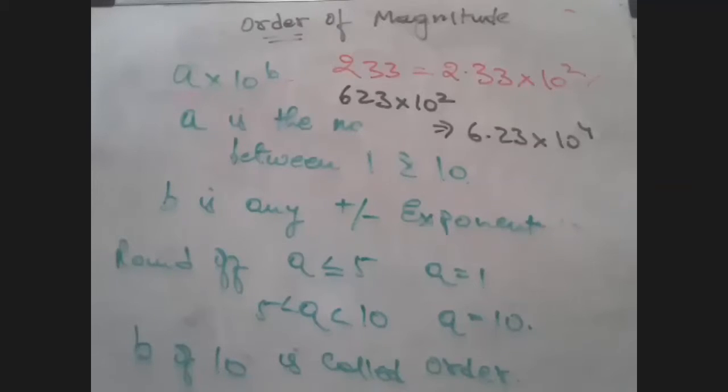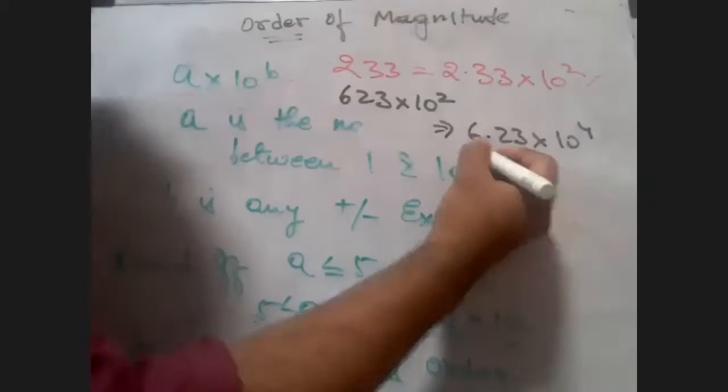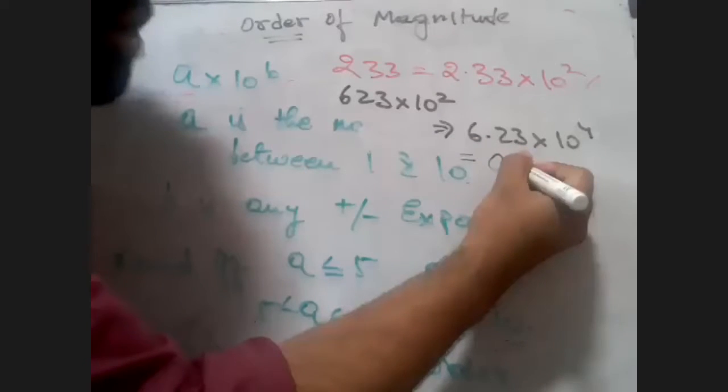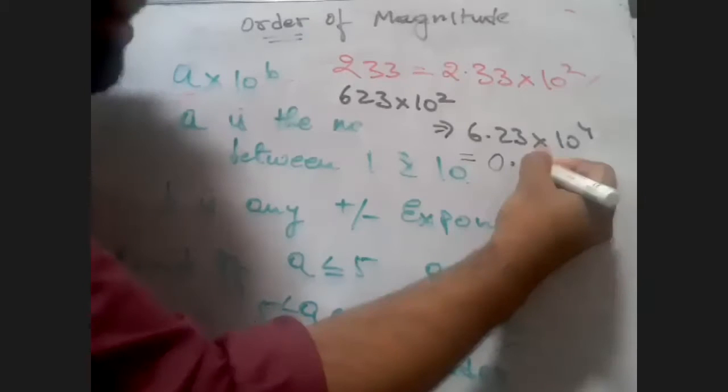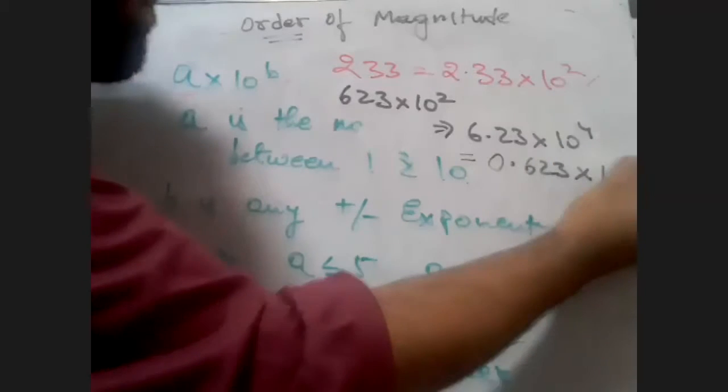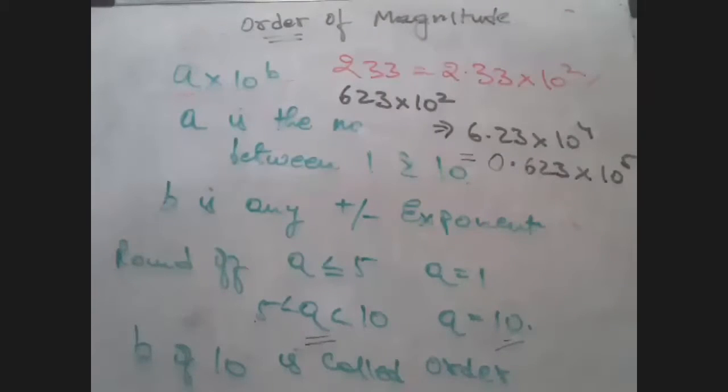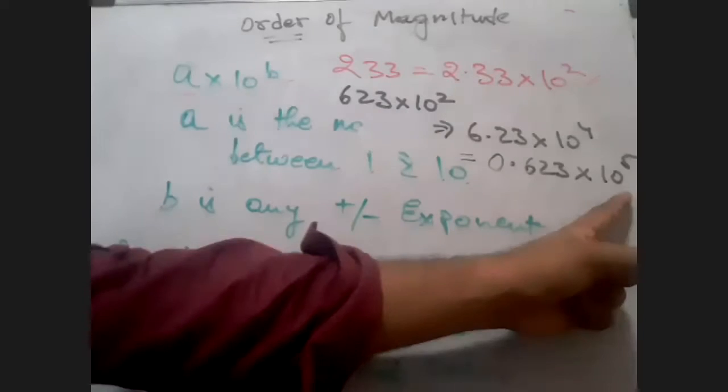Now what happened? Is this number greater than 5 or less than 5? It is greater than 5. Here a is between 5 and 10. If your number a is between 5 and 10, what will you do? You will have to multiply it with another 10. So if I multiply it with another 10, can I write it down as 0.623 into 10 raised to 5? Yes. So what is going to be my order of magnitude here? It is going to be 5.